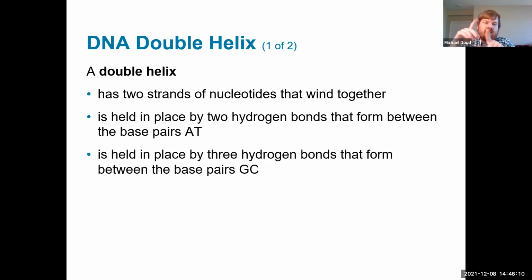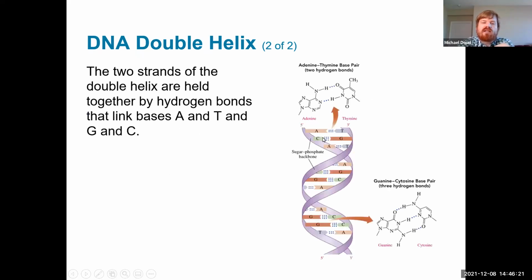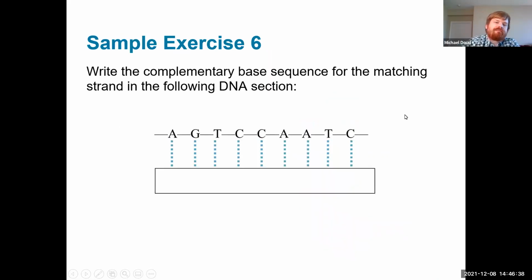Okay, so again, the double helix has these two strands of nucleotides. They wind together, and they're held together by the two hydrogen bonds that form between adenine and thymine, and then three hydrogen bonds from guanine and cytosine. And this gives you an idea of what that looks like here. So again, remember the 5' end of one strand is going to be matched by the 3' end of the other. And that's what gives the geometry for this DNA double helix.